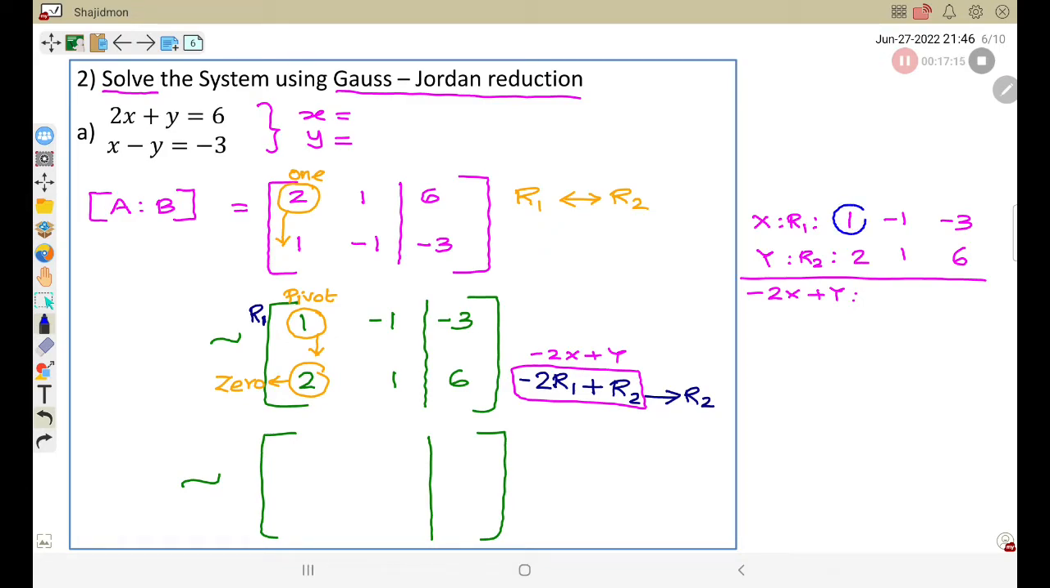Calculator will ask what is your x number. X number is 1. Press equal to. Calculator will ask what is your y number. That is 2. So immediately you will get the answer, equal to 0.